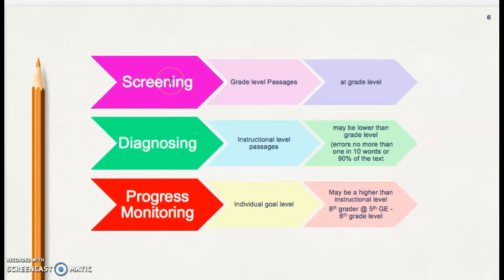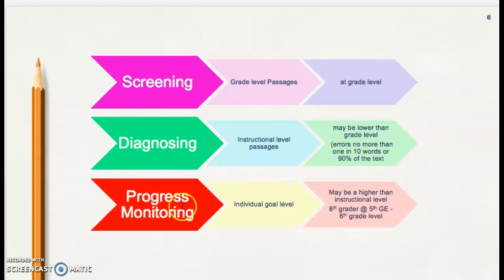Screening. What passage do you choose? I would recommend that you choose grade level passages because you want to see where the student is reading compared to their peers. When you're diagnosing, you probably want to choose instructional level passages. So I need you to know what instructional level passages are. When you give a student a passage to read, they should be able to read 90% of the text accurately. That's 1 in 10 words, maybe just one error in 10 words.